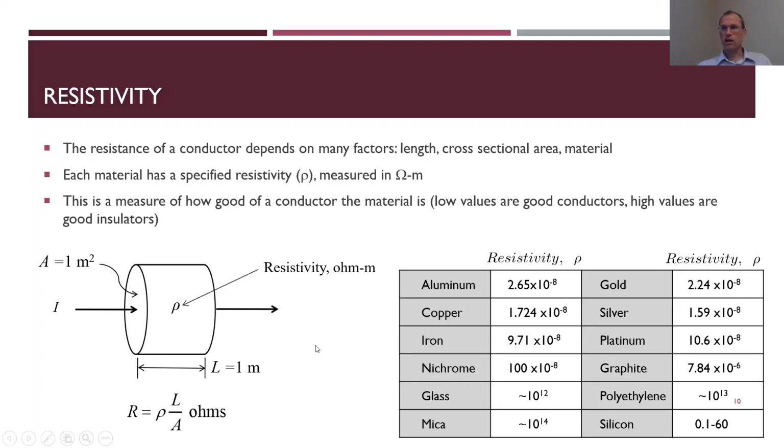That's why you're going to see when you pull out your resistors in lab, the bigger resistors in terms of actual physical size actually correspond to the smaller values of resistance. Your 100 ohm resistor is going to be much bigger than your 10,000 ohm resistor. And resistivity is measured in ohm meters. That's the way the units work out to give you resistance in ohms.